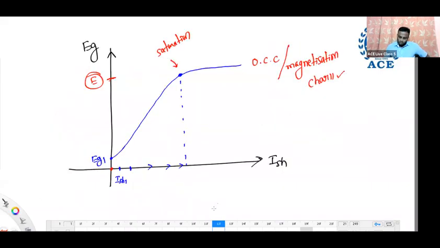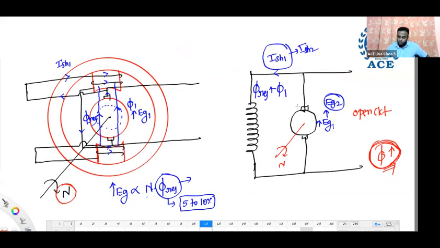Now, initially, how much EMF is induced? EG1 is induced initially. At that time, can we write the equation EG1 equals ISH1 into RSH? Yes, we can write it, because whatever EMF is induced causes some current ISH1, and there is some resistance of the field winding, RSH. The voltage induced equals ISH into RSH, because the EMF induced is totally dropped across this resistance. So this equation is valid.